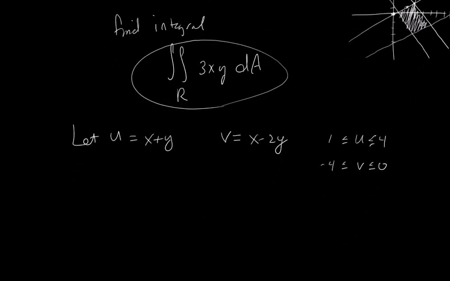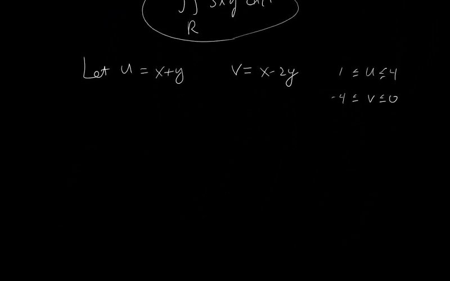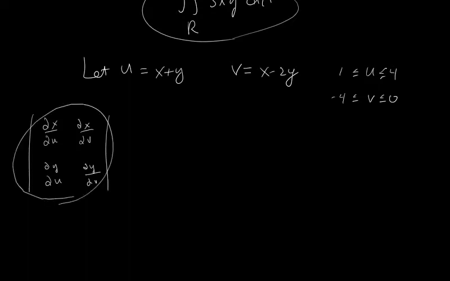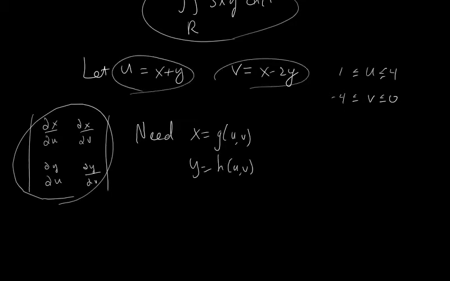Okay, so to do that, we're going to need the Jacobian, right? So we need the Jacobian of x and y with respect to u and v. So we're going to need partial x with respect to u, partial x with respect to v, partial y with respect to u, and the partial of y with respect to v. Problem is, to do this, we need functions. We need x as a function of u and v, and we need y as a function of u and v. But we don't have that. I have got u and v as functions of x and y. That's not going to help us. We've got to get some conversion going.